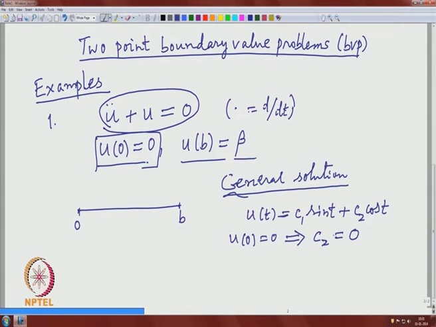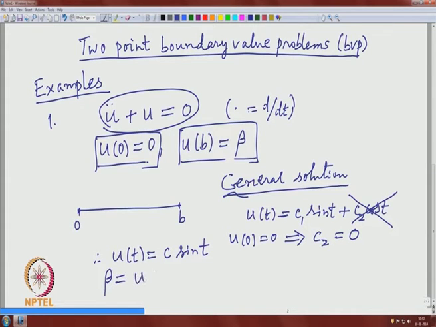Then this cos t term is not there. So, we have just therefore, u(t) is equal to, I will now replace C1 by just C, C sin t. So, C is a constant, and now we have to determine that constant C if possible in order to satisfy the second boundary condition u(b). So, let us calculate that thing. So, beta is equal to u(b), this is equal to C sin b.